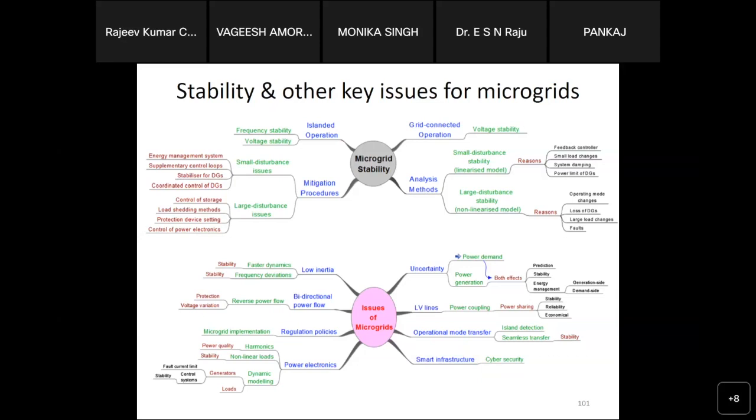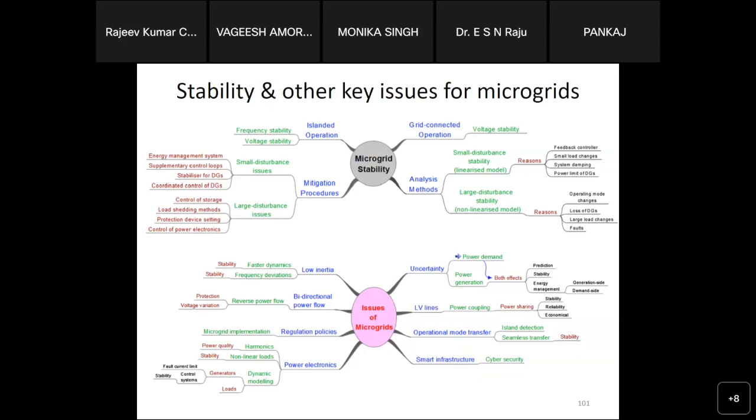When we have lower inertia, we may have a higher rate of change of frequency, and for a small disturbance also we may have faster dynamics. All the DERs are interfacing with power electronic converters. That means power electronic converters have faster dynamics compared with synchronous generators, and we will have more frequency deviations. As I mentioned, when we have low inertia, we have higher frequency changes, a higher rate of change of frequency. With that, we have frequency deviations, and with that, we will have a lot of stability issues.